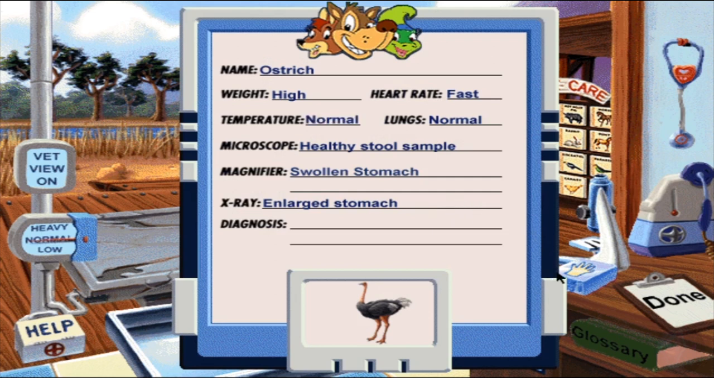This animal's temperature is normal. The ostrich's weight is high. Its heart rate is fast. Both the temperature and lungs have a normal reading. The microscope reveals a normal stool sample, but the magnifying glass allows us to see that the stomach area is swollen. The X-ray shows a throbbing and swollen stomach. The ostrich has a stomach ache from overeating.